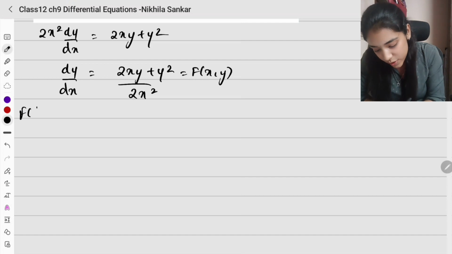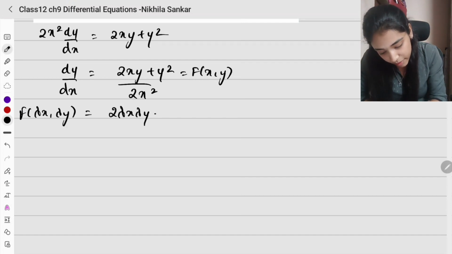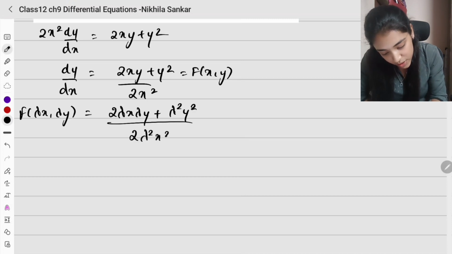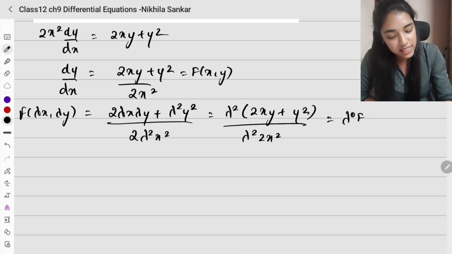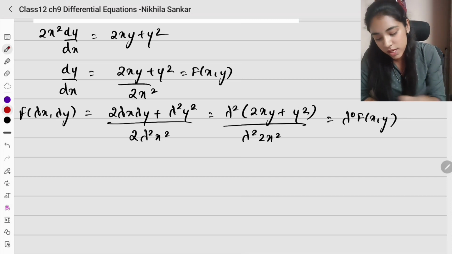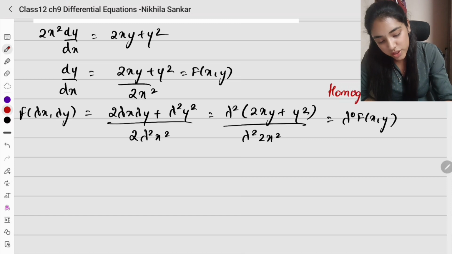Now shall we see whether it is homogeneous? So f of lambda x, lambda y equals 2 lambda x lambda y plus lambda square y square divided by 2 lambda square x square. Taking lambda square common outside, I have 2xy plus y square the whole divided by lambda square times 2x square. The lambda is getting cancelled, so I have lambda to the power 0 times f of x y. So this is homogeneous.